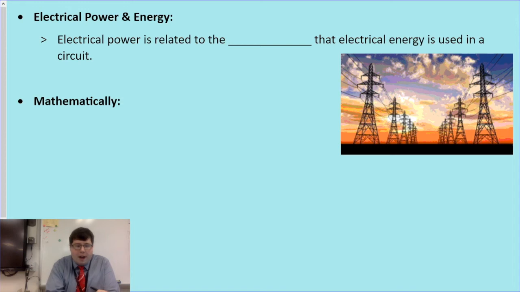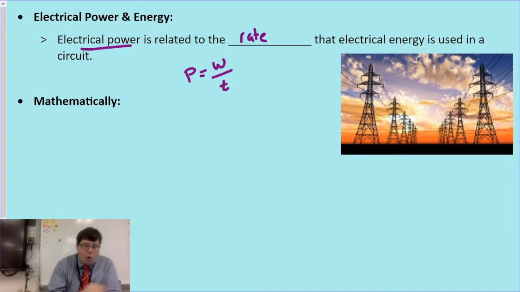Now, we've already seen the concepts of electrical energy and power before, but just to remind ourselves, electrical power is related to the rate that electrical energy is used in a circuit. So just like we talked about power before, where power was work or energy divided by time, in the same vein, in electricity, electrical power is the same as electrical energy or work divided by time.